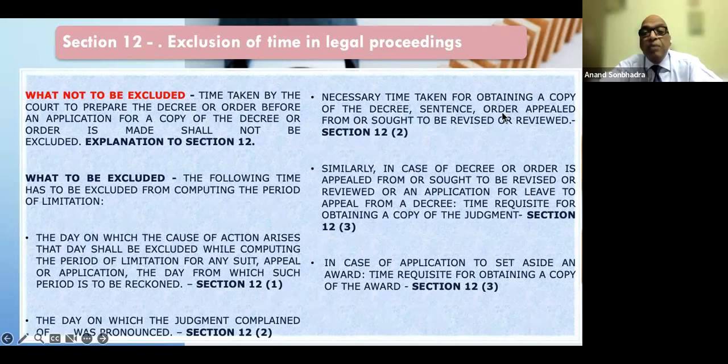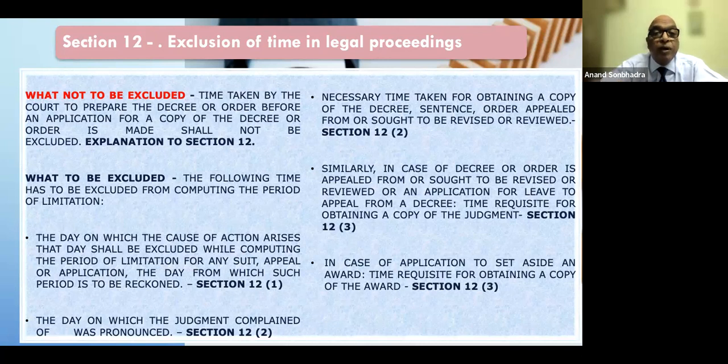So it says the necessary time taken for obtaining a copy of the decree, sentence, or order appealed from or sought to be revised or reviewed. Section 12 says that. And what is to be excluded? The day on which the cause of action arises shall be excluded while computing the period of limitation for any suit, appeal, or application, and the date from which such period is to be reckoned, and the date on which the judgment was pronounced. That period is to be excluded.